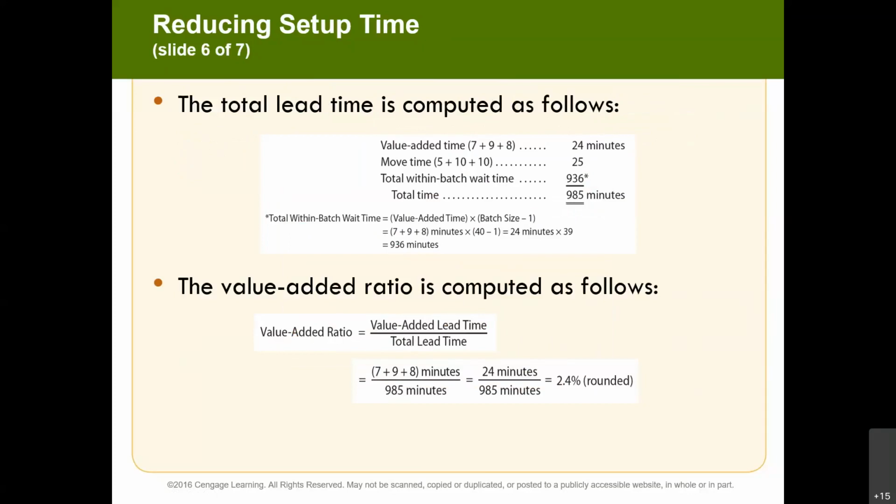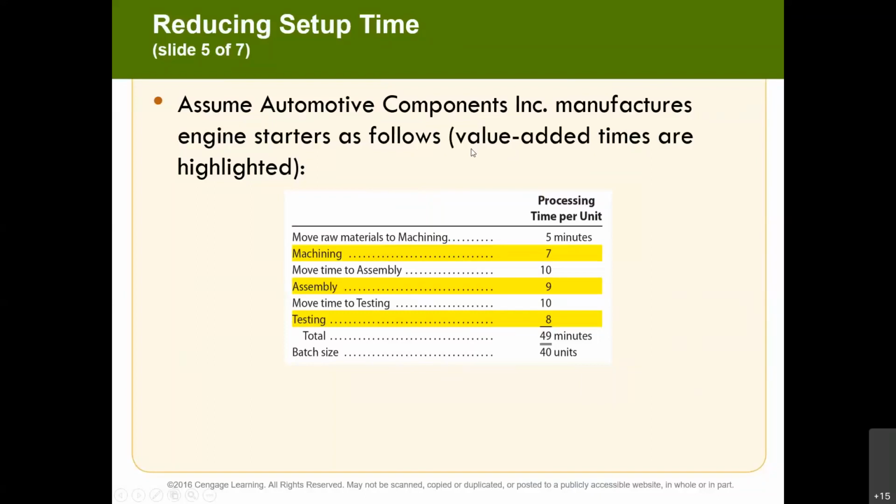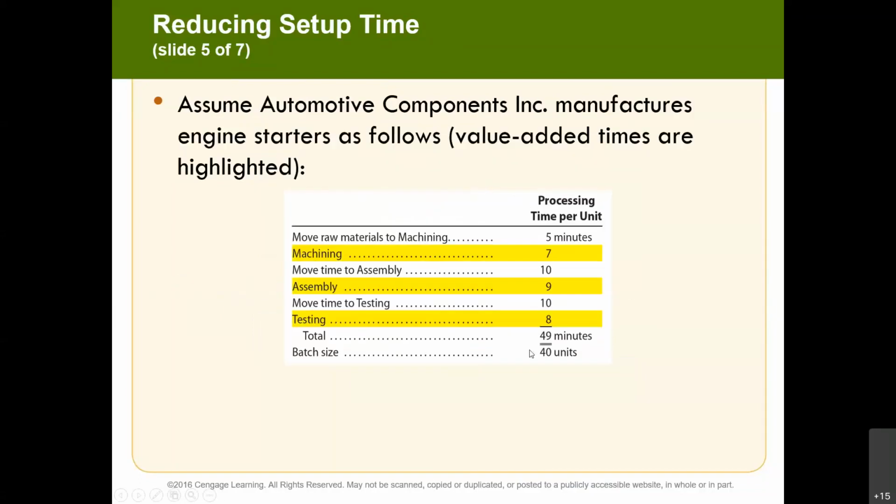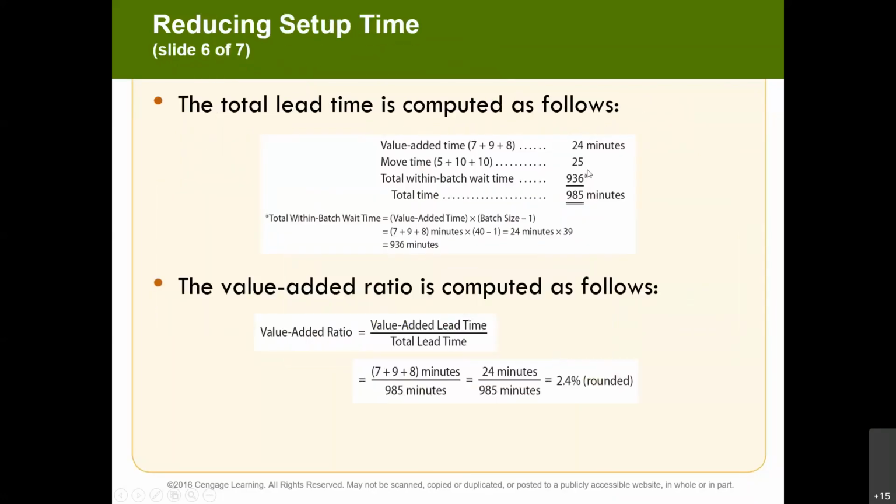Okay, so the lead time we calculate, we have our value added 24 minutes. That's 7 minutes in the machining, 9 minutes in assembly, 8 minutes in testing. That's 24 minutes of value added time. Then we have movement time from each area or department, 5 minutes, 10 minutes, and 10 minutes. That's moving it in between each department. The total within batch wait time is 936 minutes. In other words, this process is 49 minutes for each unit, okay? And then we're saying we have 40 units running through that process. So you multiply those two together, and we're looking at 936 minutes.